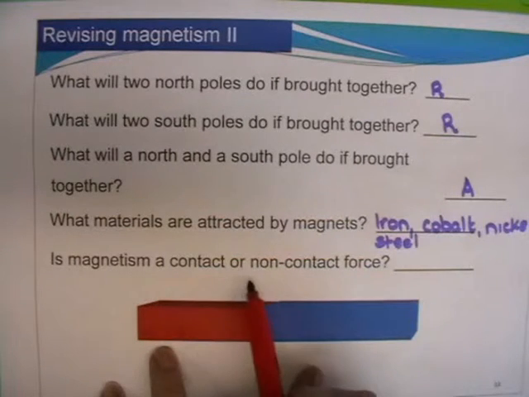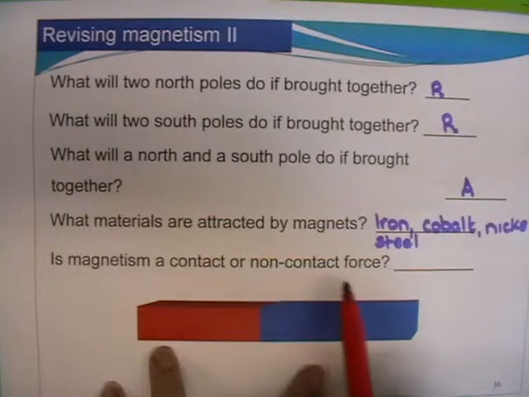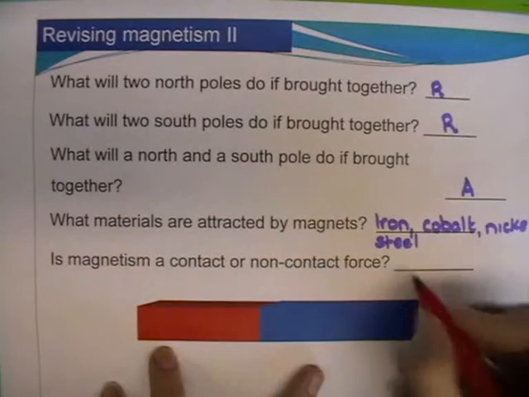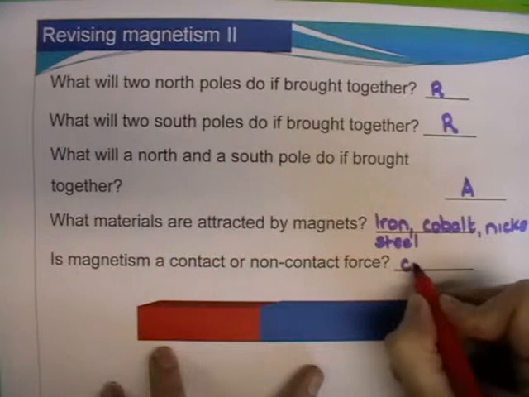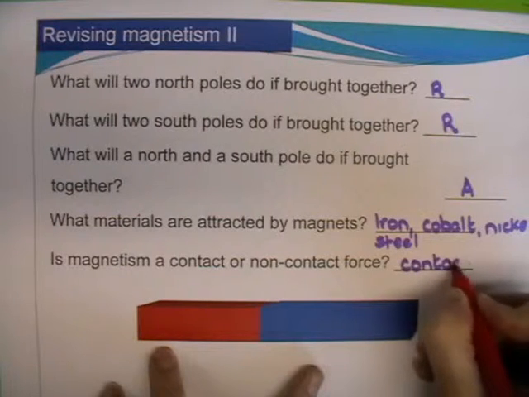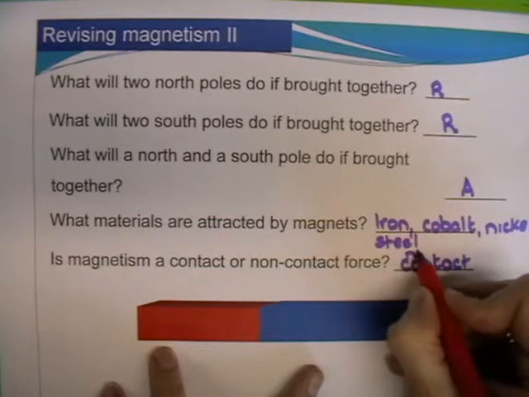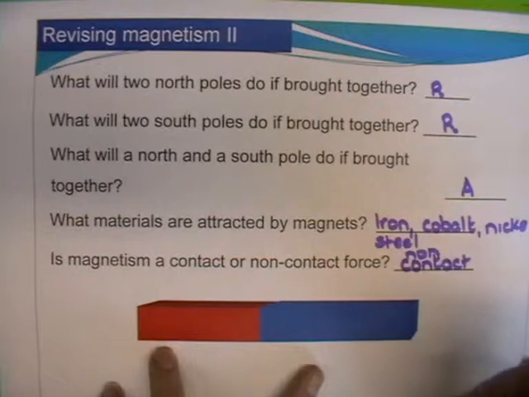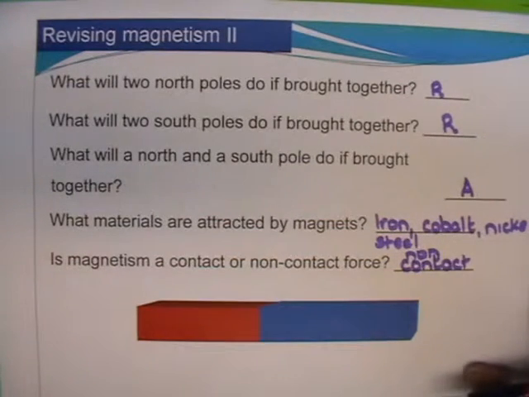Is magnetism a contact or a non-contact force? And of course magnetism is a contact force. In fact, magnetism is actually a non-contact force. I'm wrong there, because it can act at a distance and attract things towards it. So it's a non-contact force.